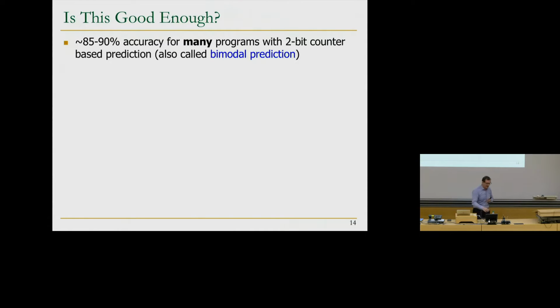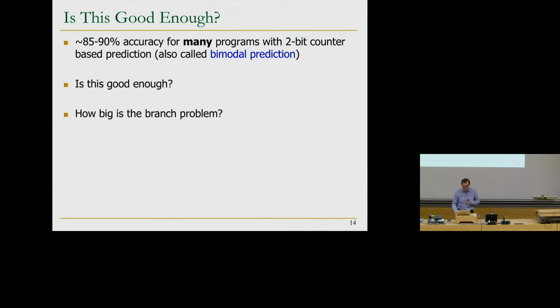That's true. Okay, so this actually leads to, let's say, 80%, 85% accuracy. It turns out in some programs, this leads to 90% accuracy. It depends on the program. This is also called bimodal prediction, which is an unfortunate name. I don't know what that means. Anyway, I like 2-bit counter-based prediction. But I'll ask the question, is this good enough? And you will hopefully tell me no, because we already did this exercise last time, right?